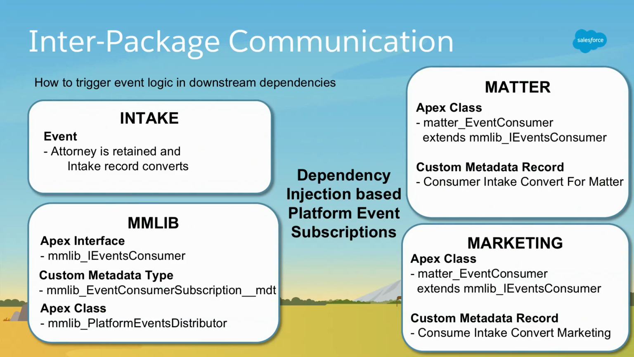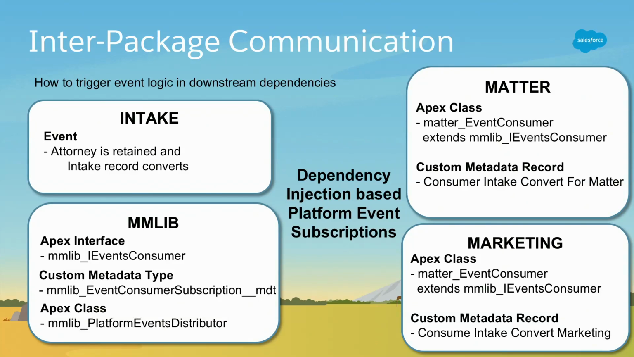And we had a custom metadata record. It's the type that's over in the MMlib, the event consumer subscription. And he's basically saying, hey, for this intake event, and there's actually some more criteria available in our structure, for this intake event, I want you to run this class. And we actually went one step further, and the platform event distributor will take those classes and spin them up into separate queueable processes so everybody can go off on their own thread and be happy as a lark.